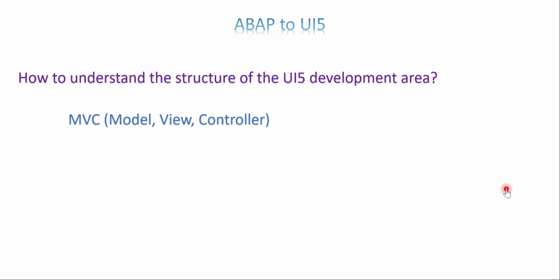View is for display purpose. Controller is going to control your view. Model is going to decide from where you need to get the data. Backend data you're going to decide at the model level. So UI5 is mostly with MVC only.